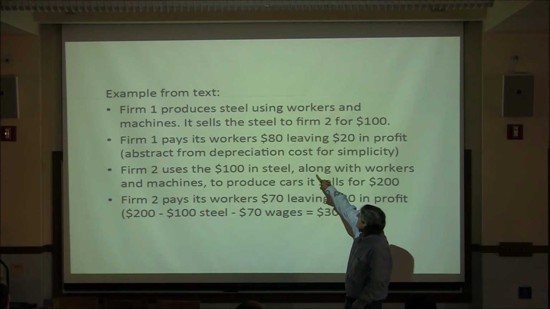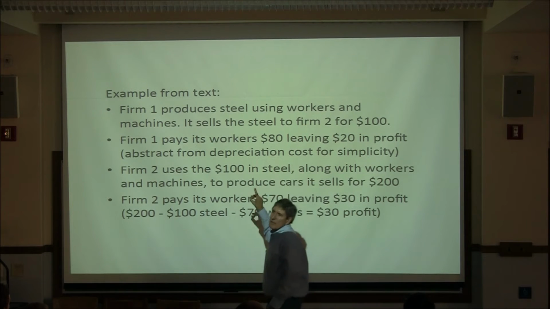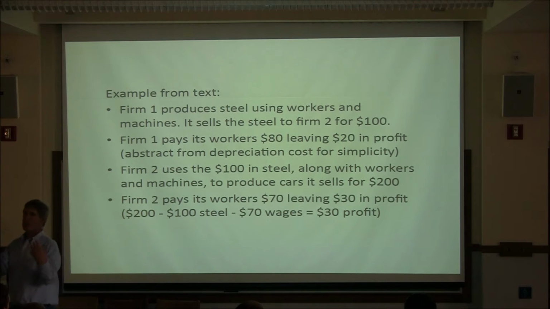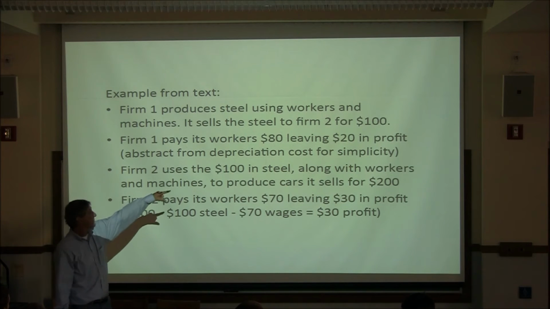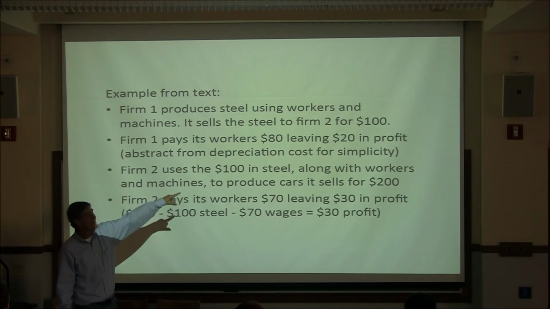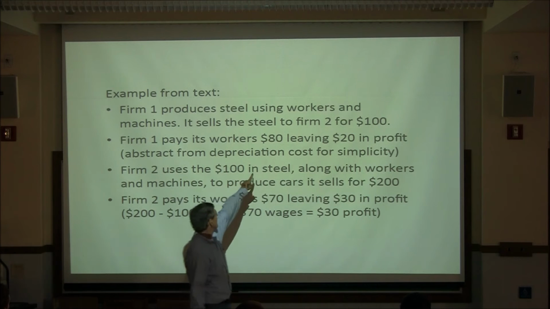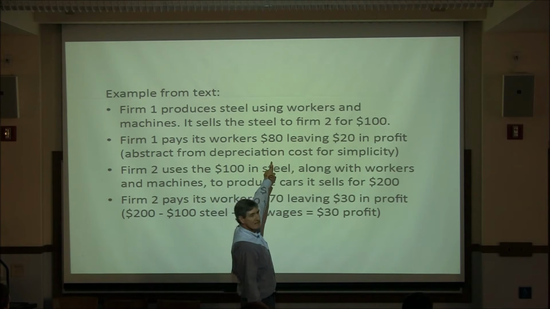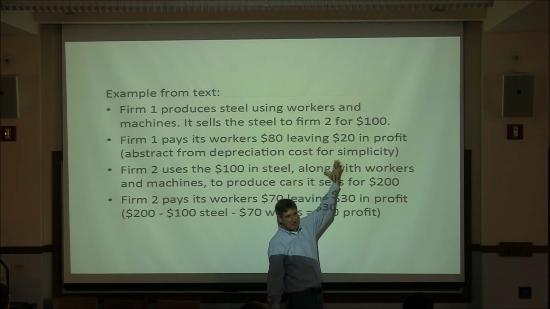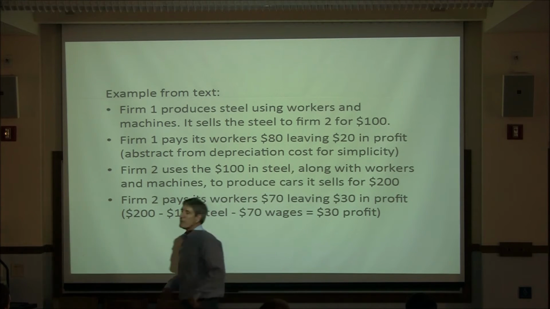So firm 1 pays its workers $80. What's left over is profit. It's sold for $100, right? So that's its output. Notice that it all goes to work. Income is the same as what they sold. They pay their workers $80, that's their workers' income. Anything that's left over is the owner's income. So that whole $100 is somebody's income.